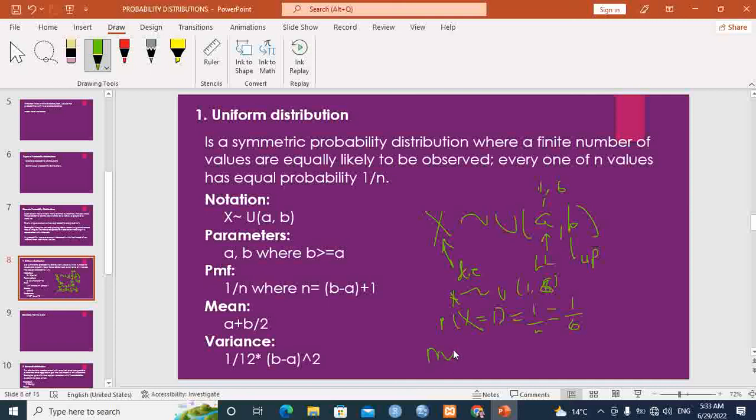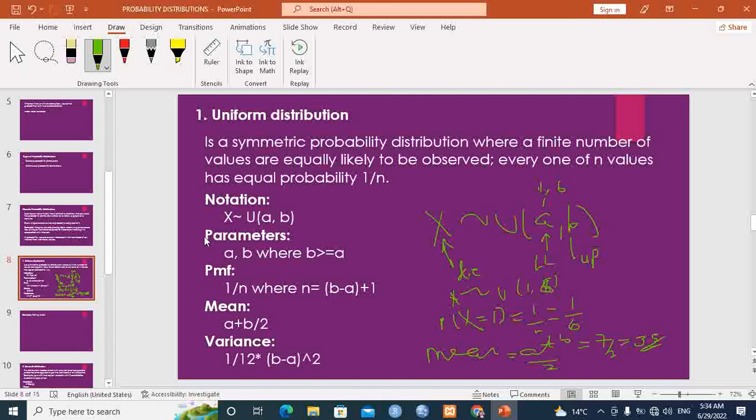The mean of a uniform distribution is equal to a plus b over 2. So it would be 7 over 2, which is equal to 3.5. But since all the outcomes have equal probabilities, this mean might not be very useful. These expected values might not help us.